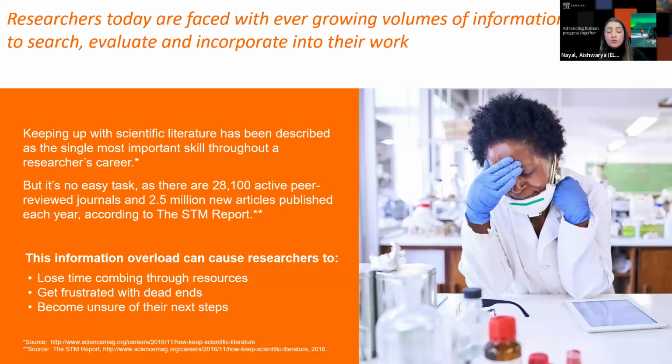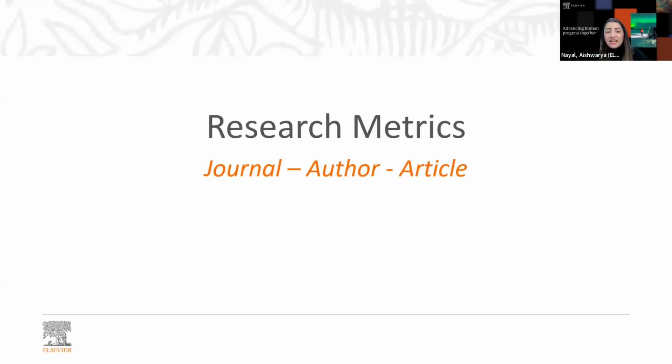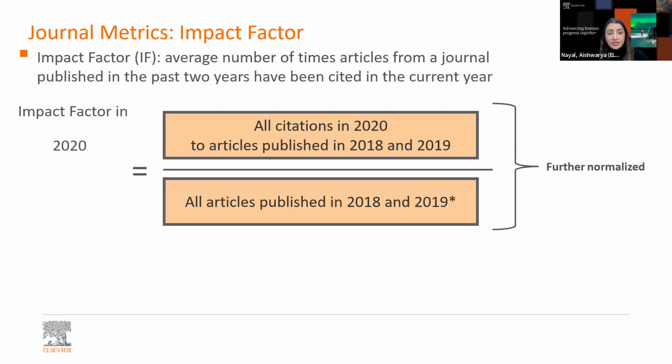Now, before we go into Scopus, it is important that we understand certain research metrics, because these are part of Scopus, and to understand Scopus better, you need to know these metrics. First is the journal level metric, the journal impact factor. It is the oldest and I would say most used metric right now. You can see the formula, it says it's further normalized. But we do not know what formula is used for further normalization.